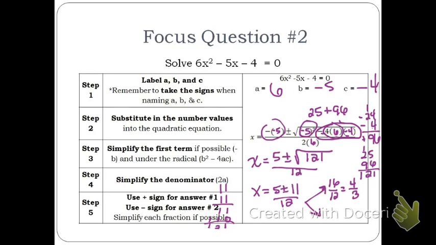If we do the 5 minus the 11, you'll get negative 6 all over 12. And reduce that, you get negative 1/2. So there's your two solutions. x is equal to 4/3, or x can be equal to -1/2. We knew we should have gotten two answers because our discriminant was a positive number.